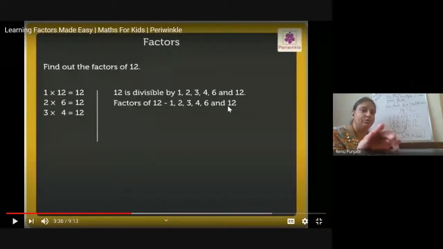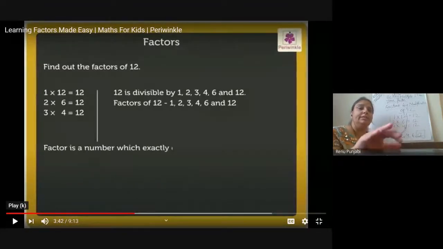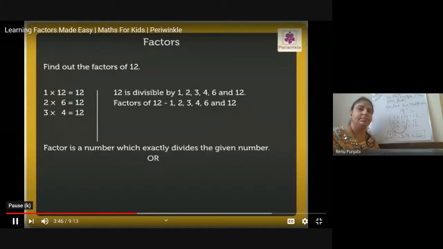Now, please pay attention to what exactly a factor means. We define a factor of a number as a number which exactly divides the given number. Or we can say that factors are numbers you can multiply together to get the given number.